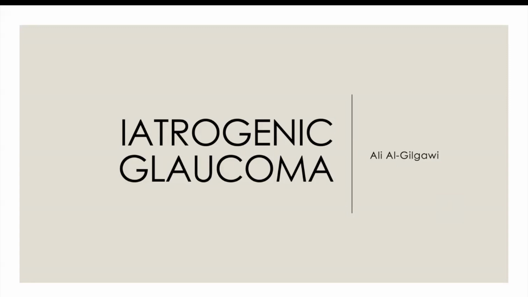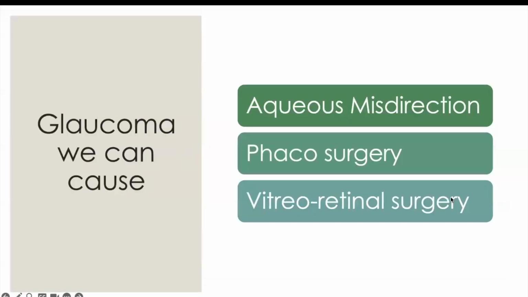The main things that we're going to touch on today is aqueous misdirection, which can happen after quite a lot of different surgeries. We'll talk about what it is, what the mechanism is behind the high pressure, and ways in which you can treat it. And then we're going to touch on the kind of glaucoma that we can cause either by doing just simple cataract surgery or the kind of things that you can sometimes see after vitreoretinal surgery.